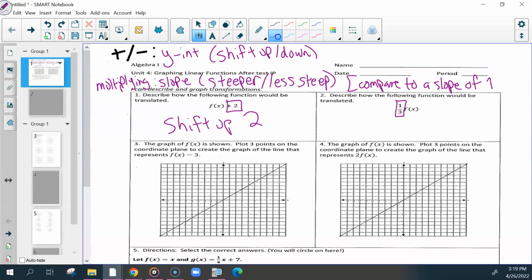I don't know why I wrote brackets and parentheses. Anyway. And this is comparing to a y-intercept of 0. So for number 2, if the original slope was 1, it's now being multiplied by 1/3, so the slope is less steep.